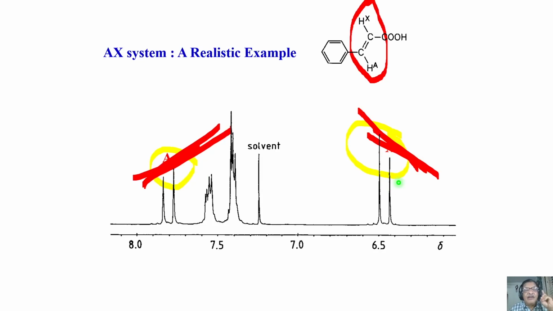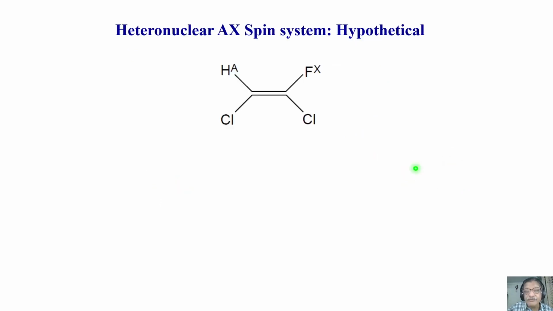This is what I wanted to tell you. Please remember, if the system appears weakly coupled but a minute strong coupling character is present, simply go to a little bit higher magnetic field and see whether this pattern disappears and you get peaks of equal intensity. Okay, this is a hypothetical example of an AX spin system, the heteronuclear case.